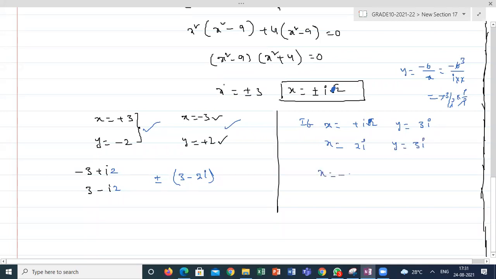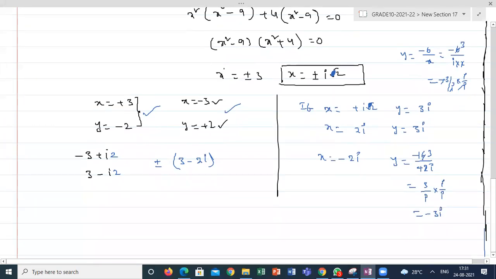If x = −2i, what is your y value, guys, please? If x = −2i, your y is −6 by −2i, minus cancels, 2, 3 times, 3 by i, multiplying with i and i, −3i. So another set, what I am getting?